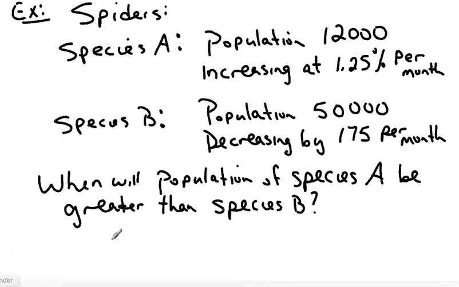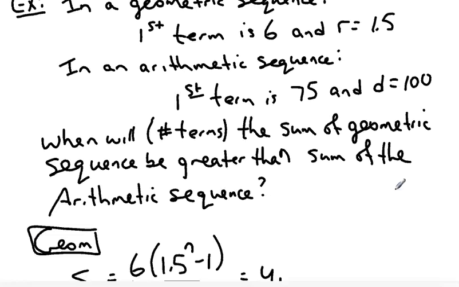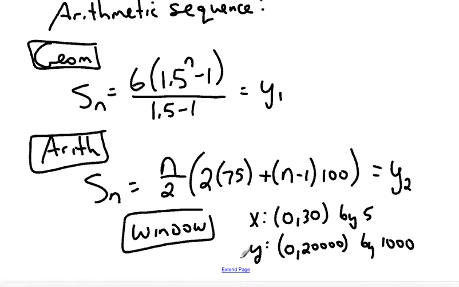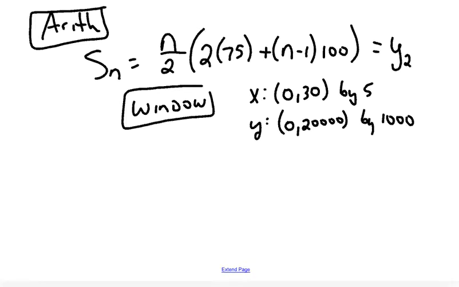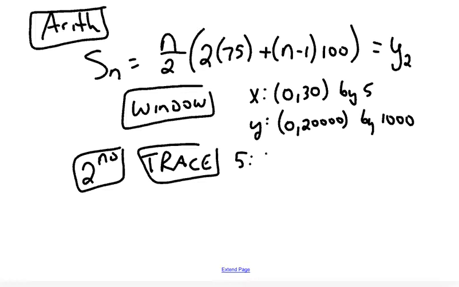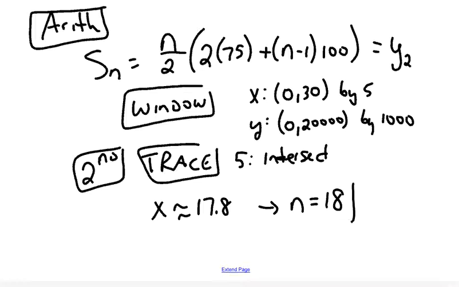Oops. Hold on one second. So I go back to my calculator, I do second trace intersect. And I find out that x is about 17.8. I'm not going to do all the calculator thing on this one again. So 18 terms before the geometric sequence is greater than the arithmetic.